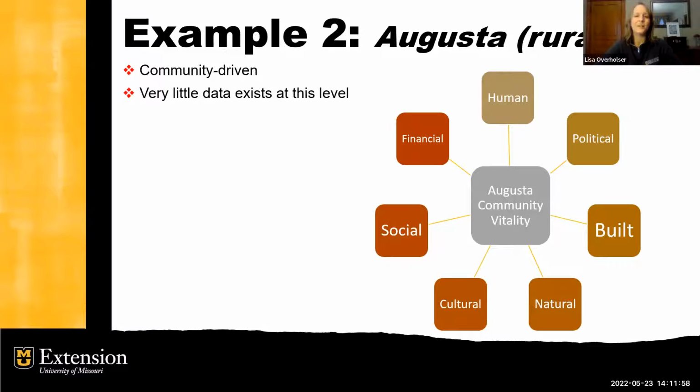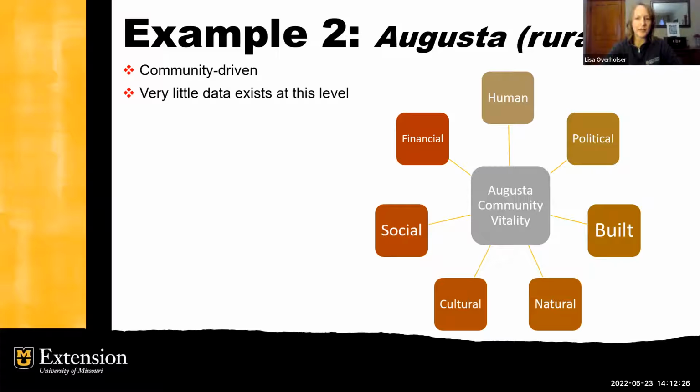So in this example, it was much more community driven. There just was very little data that exists at this kind of municipality level. We could find lots of county data at the county level, St. Charles County, but that would include much bigger cities in the county, and it just wouldn't really give an accurate portrayal of what existed in Augusta. So I've recreated that community capitals framework there, the different capitals.